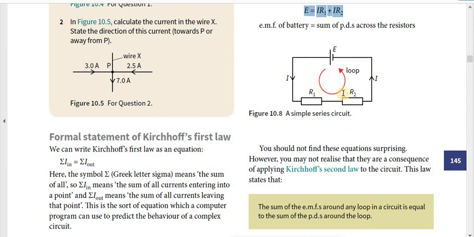Now you can see this is the loop. If you go around this, that is the loop. You can go in the direction the current is flowing. The sum of EMFs around any loop in a circuit is equal to the sum of potential differences around the same loop. That is the potential difference across this plus the potential difference across this.